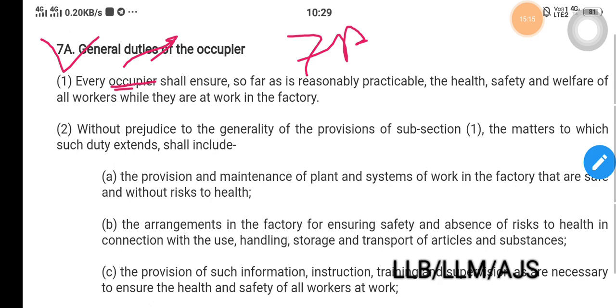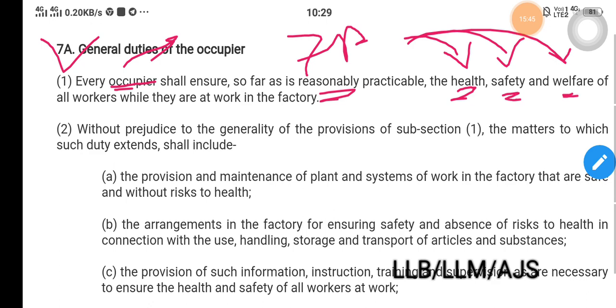The duty is that, so far as reasonably practicable, he must ensure the health, safety, and welfare of all workers while they are at work in the factory, because the Factories Act 1948 was generally enacted for the welfare of the workers working in the factories. So that's why the health, safety, and welfare of the workers is the most important thing under this Act, and the provisions are also made for this purpose. So it is up to the occupier to ensure those things as much as reasonably practicable and possible for him.